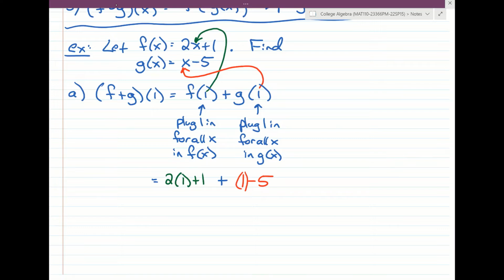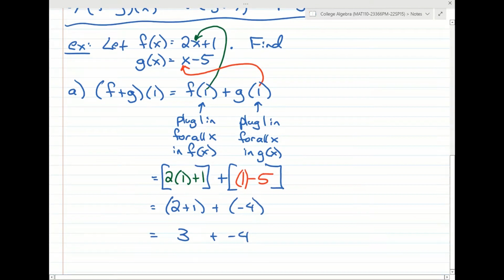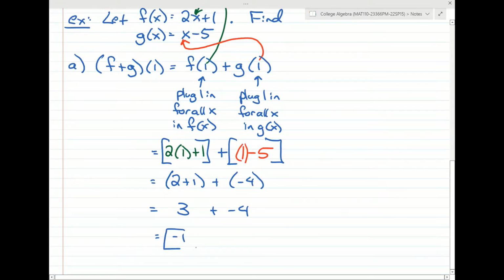It is a good idea when you do these to put them in parentheses. We'll see why in another example. If you have to subtract these values, you want to make sure that you distribute the negative in front. So 2 times 1, of course, is 2. 2 plus 1 is 3. We're going to add that with 1 minus 5, which is negative 4. 3 plus negative 4 is just negative 1. That would be our answer. Very simple to do. You just have to know what the notation means.